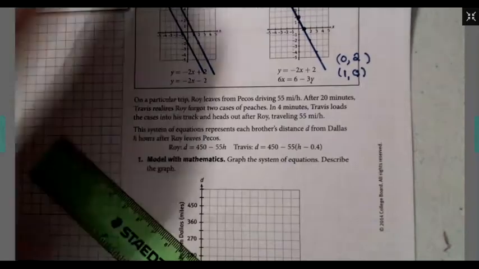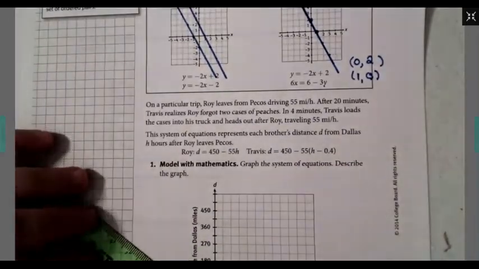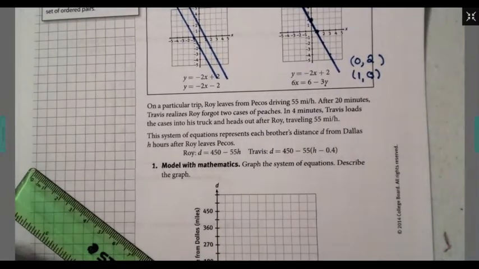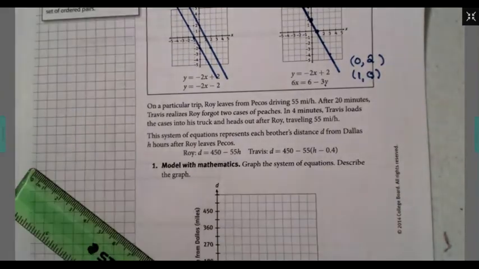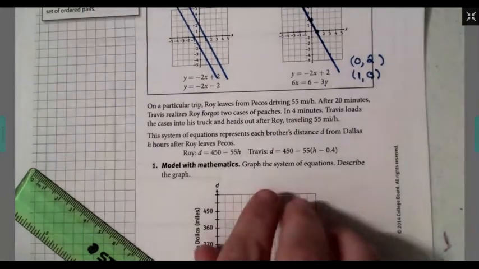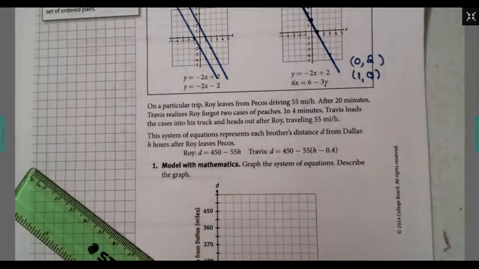On a particular trip, Roy leaves from Pecos driving 55 miles an hour. After 20 minutes, Travis realizes Roy forgot 2 cases of peaches. In 4 minutes, Travis loads the cases into his truck and heads out after Roy traveling 55 miles an hour. This system of equations represents each brother's distance, D, from Dallas, H hours after Roy leaves Pecos. Roy drives D equals 450 minus 55H, and Travis is D equals 450 minus 55H minus 0.4. It says graph the system of equations and describe the graph.